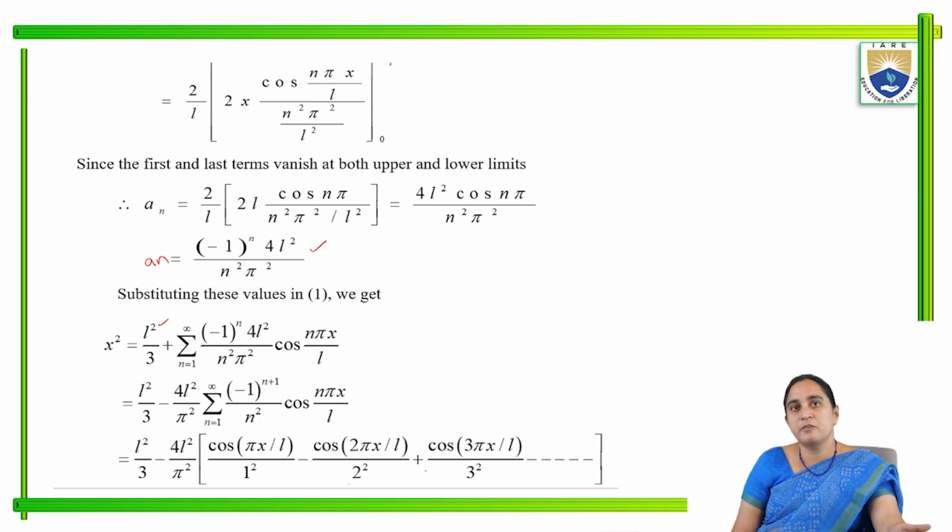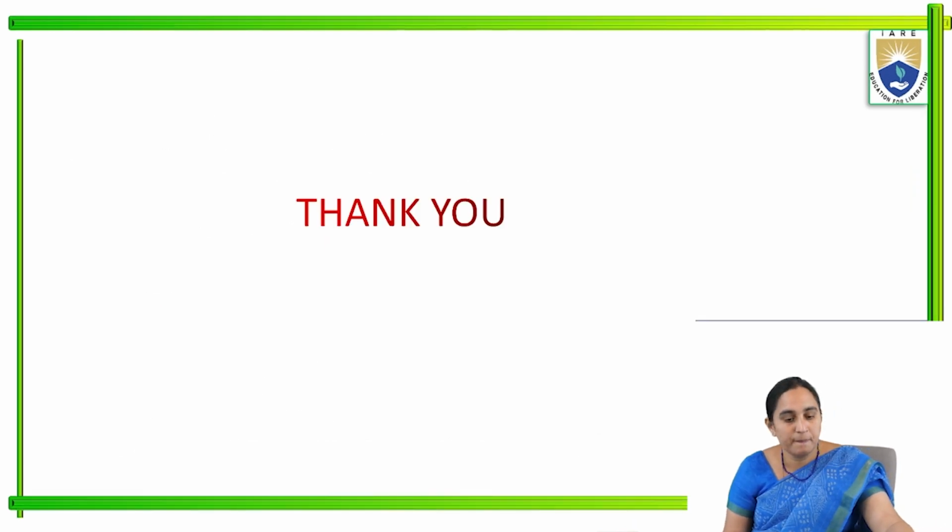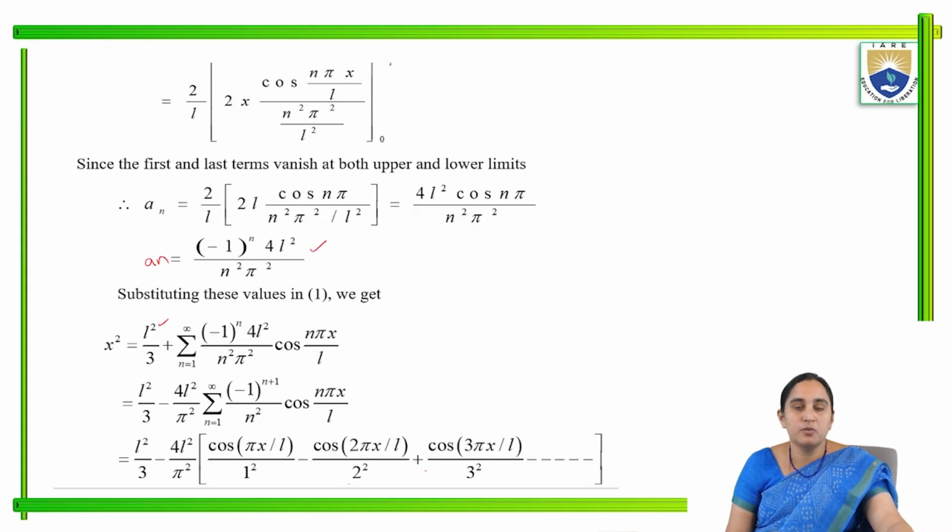X square is an even function, so that easily we are getting the Fourier series with a naught and a n. This is the concept of the even and odd functions within the limits minus L comma L. For the next class, we will discuss some other topics in the Fourier series.